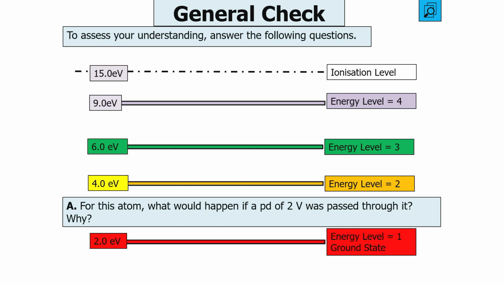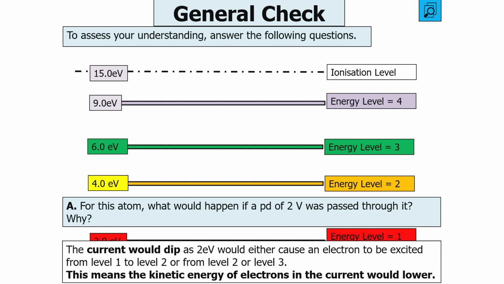For this atom, what would happen if a PD of 2 volts was passed through it, and why? So pause the video now, then unpause the video when you want to go through your answer. The current would dip, as 2 eV would either cause an electron to be excited from level 1 to level 2, or from level 2 to level 3. This means that the kinetic energy of the electrons in the current will be lower, as energy has gone from the electrons in the current to excite the electrons in the atom, so you get a dip in the value of current.